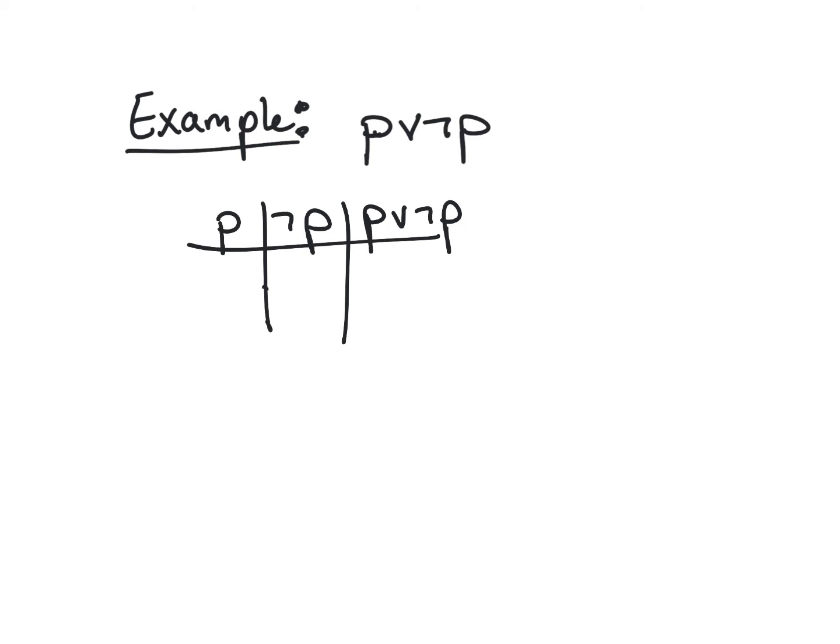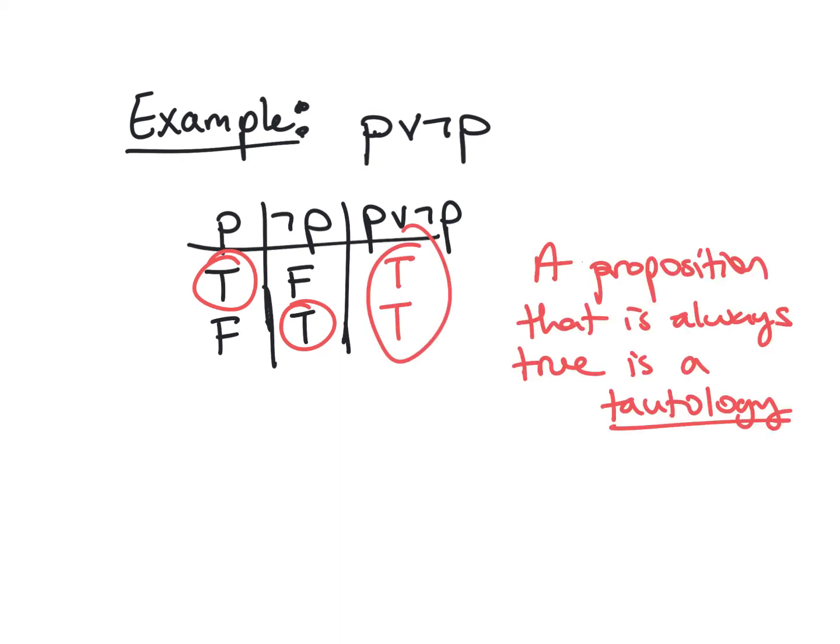So we care about the last column, but we'll get there by using the first and second. So P is going to be either true or false, right? And then the negation just flips the truth value. And we see that in both cases, at least one of them is true, and so the or statement is also going to be true. So here we have a statement that is always true.